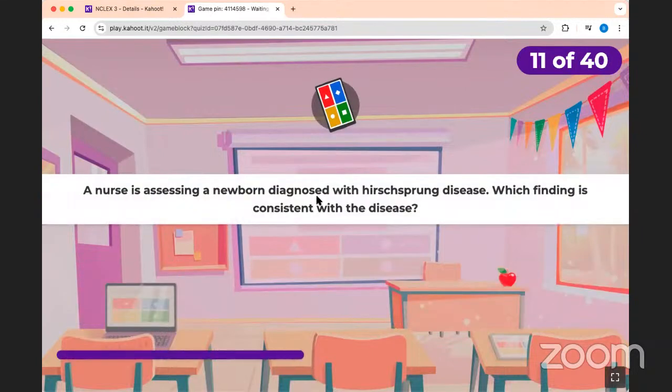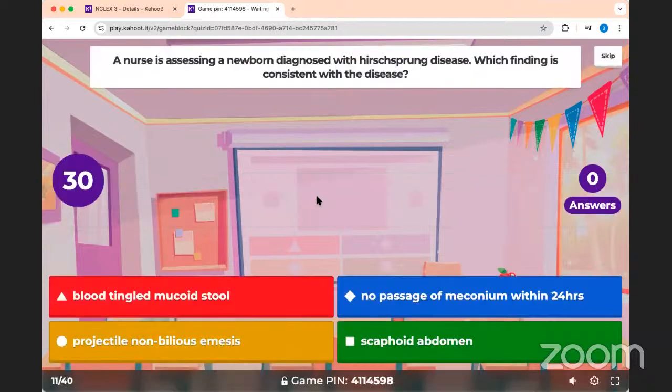And as you're assessing a newborn diagnosed with Hirschsprung disease, which finding is consistent with it? Once again, one word. What do you see in Hirschsprung? If you don't know, this is pediatric neonates, right? If you want more video, you check Adapt NCLEX, you see some videos there related to that. But what do you see?